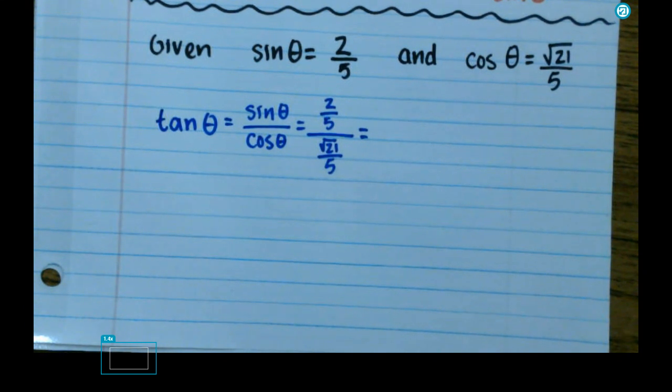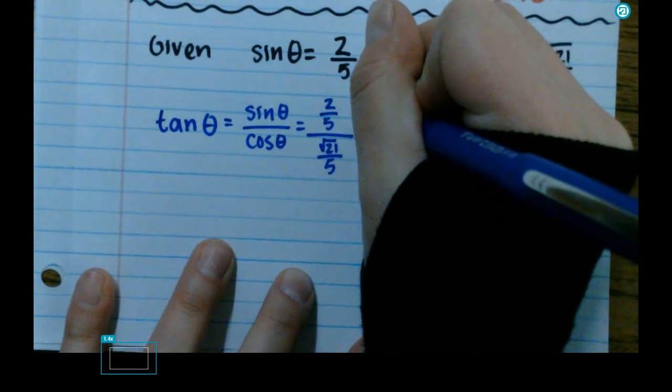We need to do some major simplification there. How do you divide fractions?